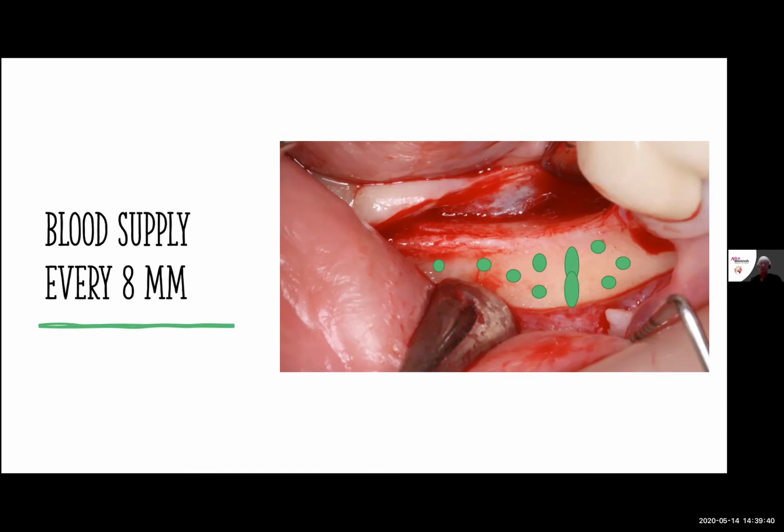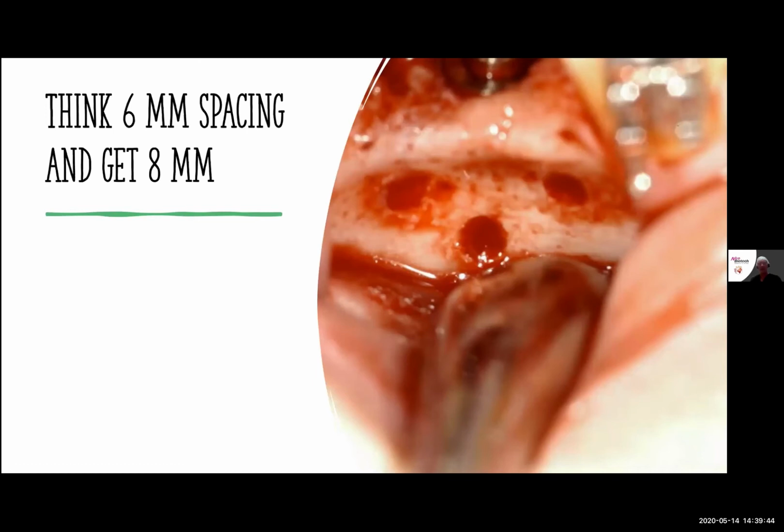But we do need to make sure that we're thinking about trying to get blood supply about every 8 millimeters. Or actually, if we think 6 millimeter spacing, we'll probably end up getting 8 millimeters. So think smaller area rather than larger area and occasional openings into the medullary space itself.